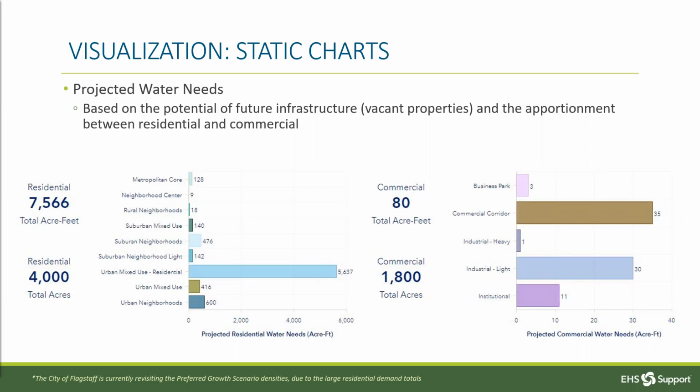Similar to the previous chart, we have also provided the projected water needs. These needs are based on the potential future infrastructure and are grouped by residential or commercial properties. For potential future infrastructure, we utilize the assessor information to find the vacant parcels within the city's urban growth boundary. One thing to mention, for these committed and projected water needs, you can also find the categorized parcels in the web map that I showed you earlier.